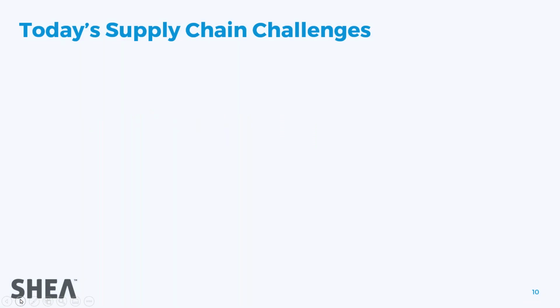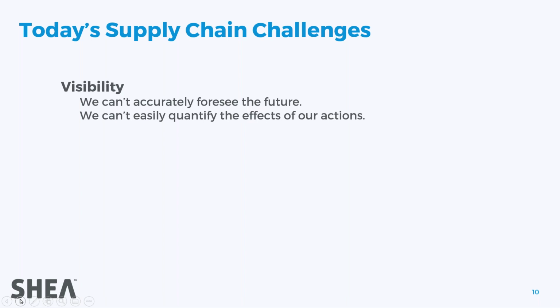So what are today's supply chain challenges? Visibility, not a new challenge, but we can't accurately foresee the future. We keep trying to improve forecast accuracy, wrongly thinking that that is the only visibility we need. And we don't really have a way to check the impact of our decisions because our tools are limited.